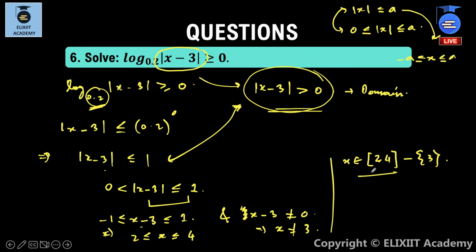Except 3, because at 3 you can clearly see this will become 0: mod of 3 minus 3 becomes 0. Log 0 is undefined.